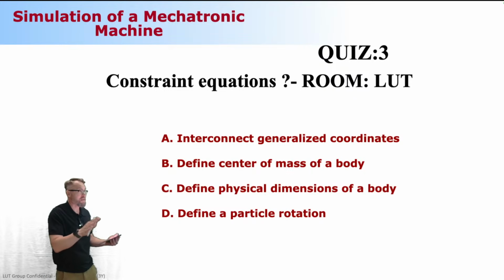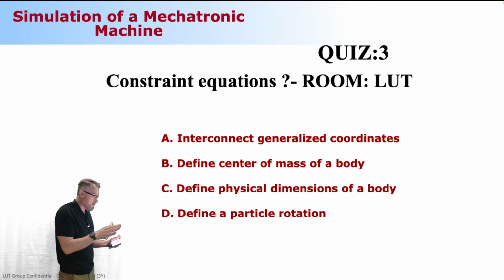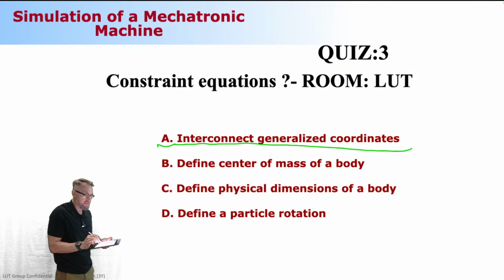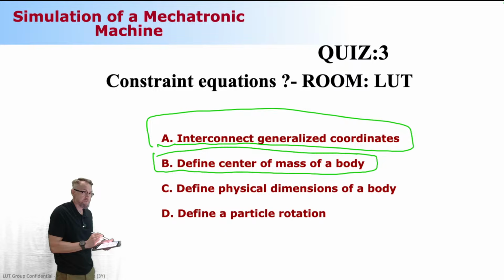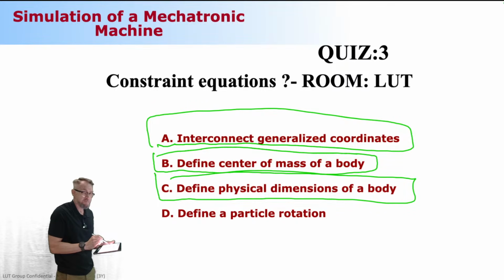Constraint equations. This is hard. What are the constraint equations doing for you? They are interconnecting the generalized coordinates. They connect the generalized coordinates. They define the center of mass of the body. They define the physical dimension of the body. And my favorite, they define the particle rotation.